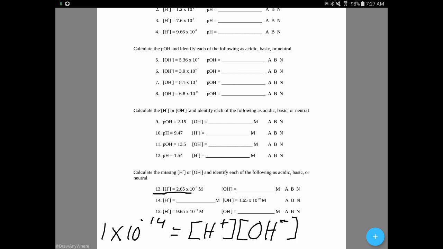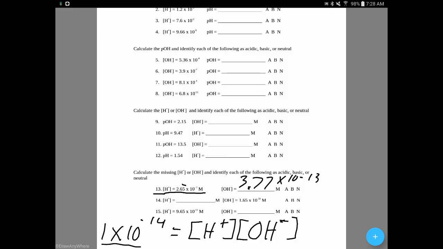Now, all we have to do is, whichever one we have, in this case H plus, we take 1 times 10 to the negative 14th and divide it by our H plus. So 1 times 10 to the negative 14th divided by 2.65 times 10 to the negative second gives us 3.77 times 10 to the negative 13th.